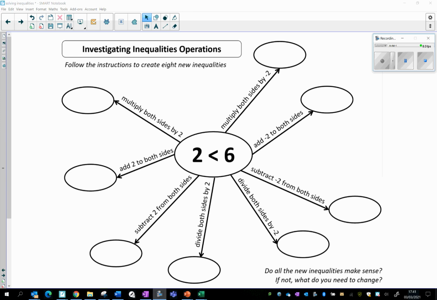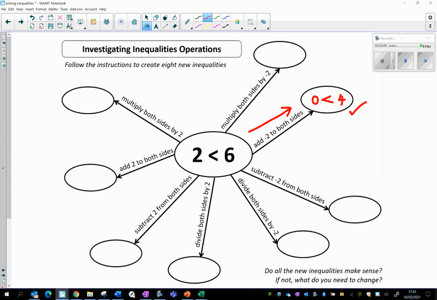Okay, so let's start with this one over here on the right. So we're going to go in this direction. Let's just get a pen. So we're going to go this way. And the instructions on the spider say add -2 to both sides. Well, that's just subtracting 2 from both sides. So if I subtract 2 from the left, I get 0. If I subtract 2 from the right, I get 4. Is that inequality still true? Yes, it is. 4 is bigger than 0. 0 is smaller than 4.